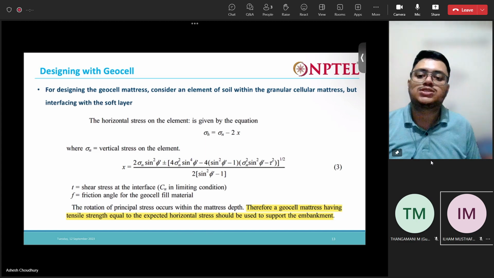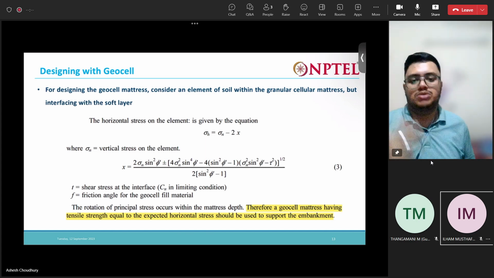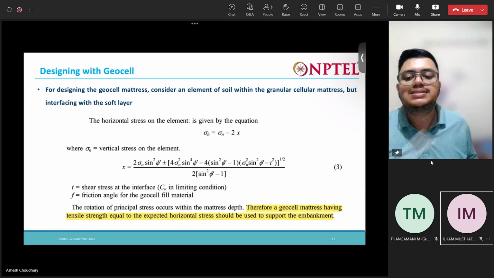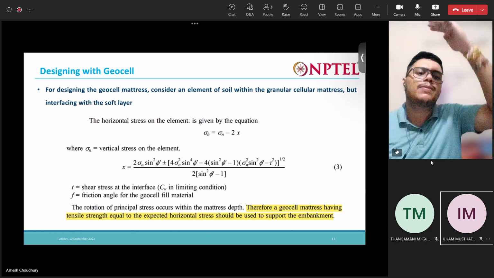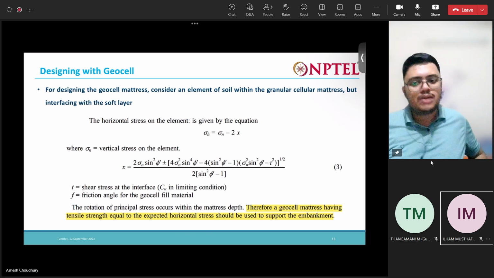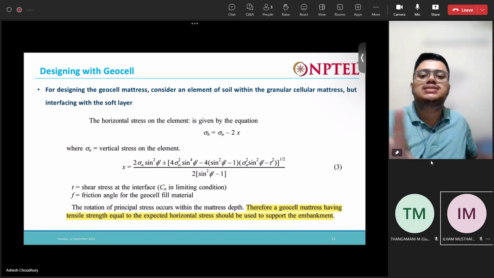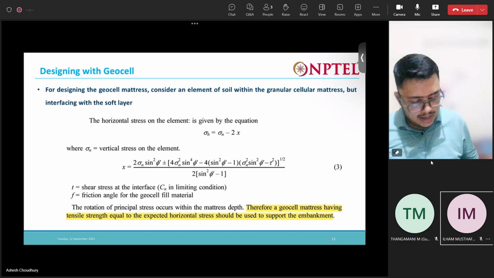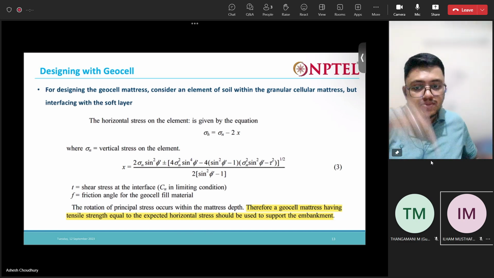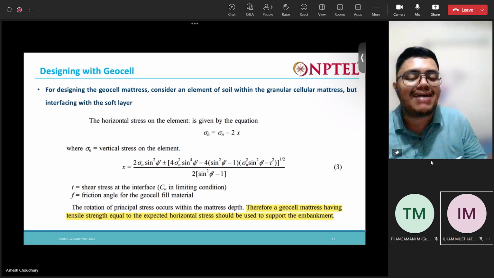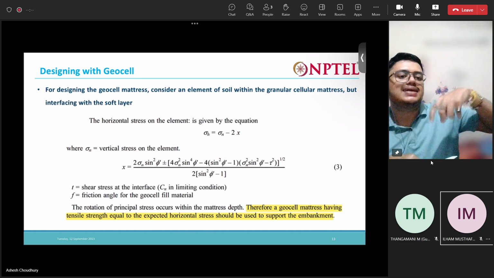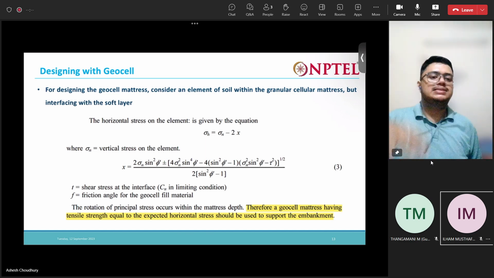The horizontal stress on the element is given by this equation. Sigma h is equal to sigma n minus twice x. What is sigma n? Sigma n is the vertical stress on that element. It is the overburden pressure on each element. And what is x? X is given by this expression. You can see this x depends on the vertical stress, and the phi is this phi dash. This phi dash is the phi of the soil that is filled in the geocell.